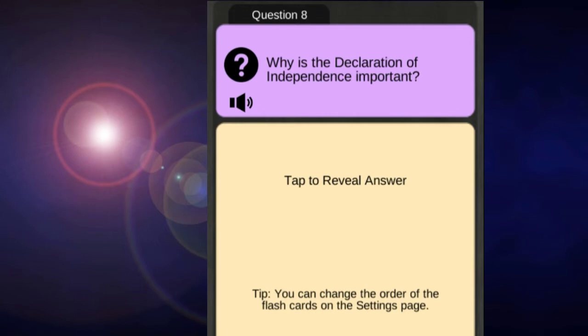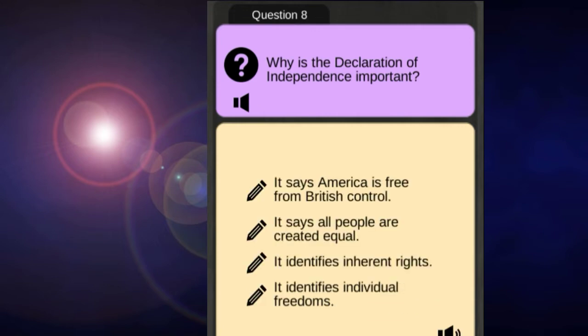Why is the Declaration of Independence important? It says America is free from British control. It says all people are created equal. It identifies inherent rights. It identifies individual freedoms.